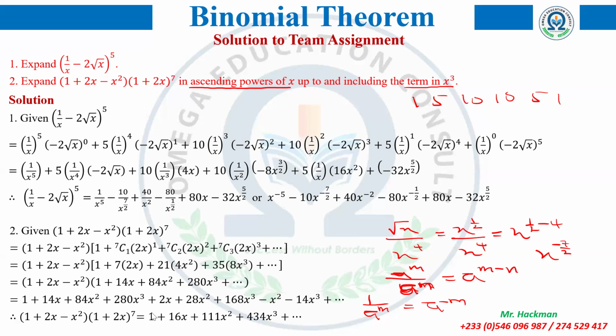So in effect, the next step will be your last step, and that's where you have your conclusion drawn. So therefore, whatever you were given will be equal to only one constant term. You add like terms. If you add the terms in x, you get 16x. If you add the terms in x squared, you get 111x squared. If you add the terms in x cubed, you get 434x cubed, then plus your ellipses. So this also explains the solution to question 2.